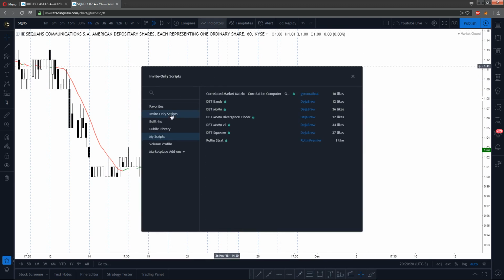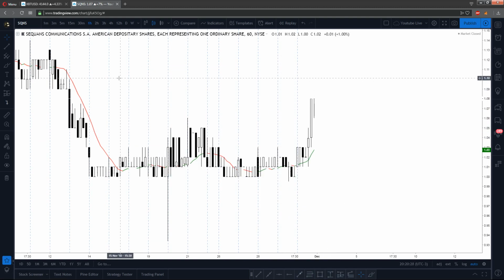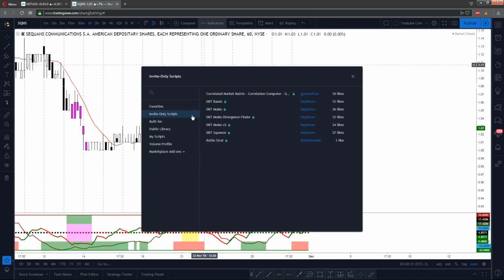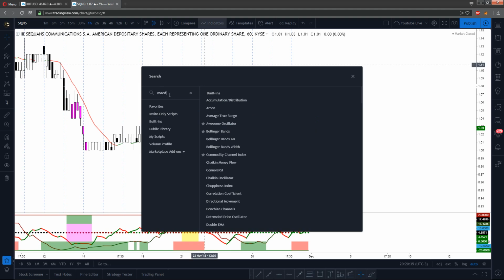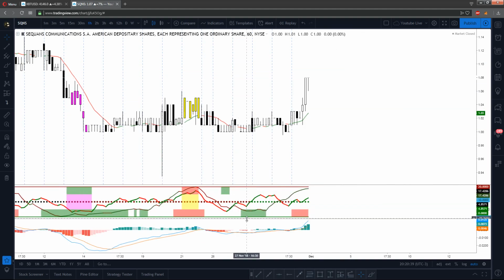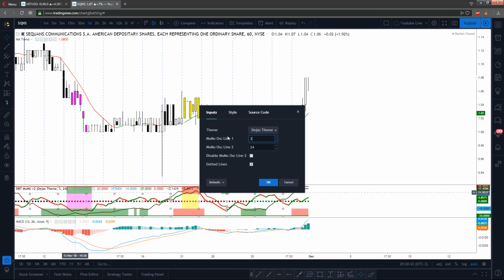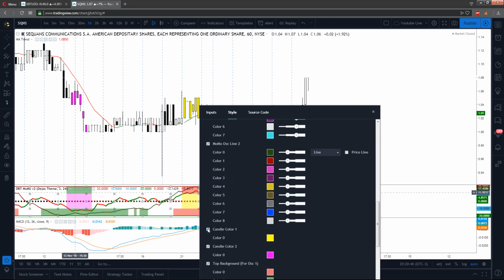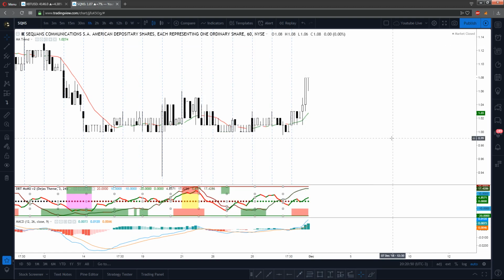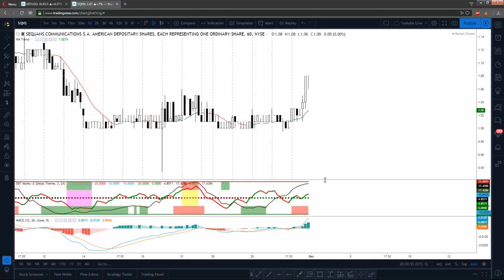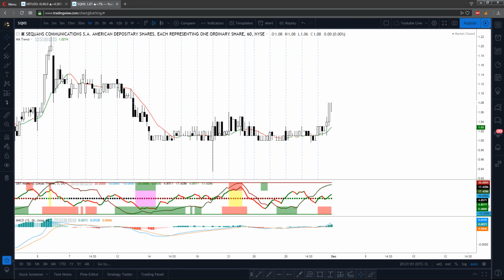Okay, the other indicators I'm going to be using are my DBT Momo. There it is. And I'm also going to be using MACD. Default Momo, default MACD. Let me go into the Momo here and turn off the candle colors. Actually, here I know what I can do. Since the market is not open and we don't have a lot of things to look at, let me pull up some recent ones that I posted in Discord that were fitting my technique pretty much perfectly.